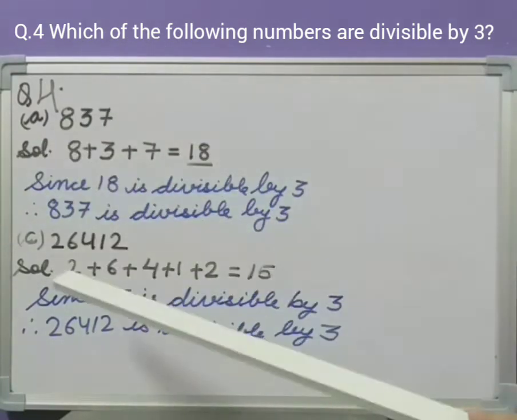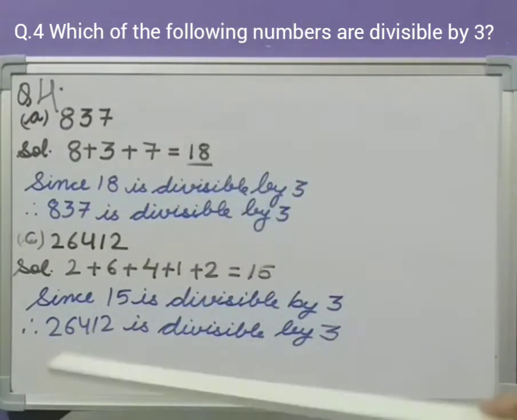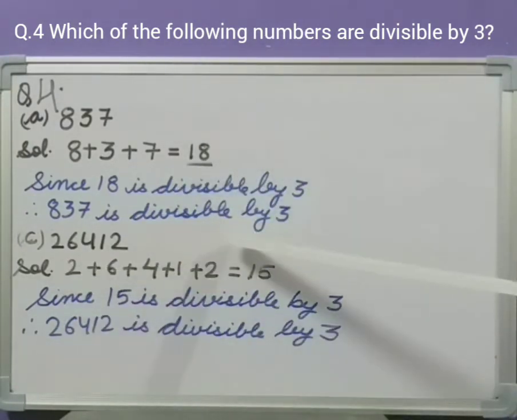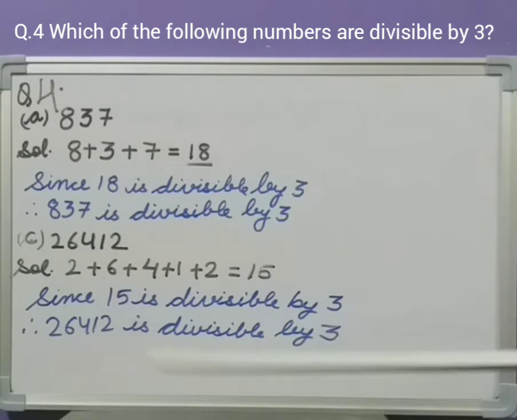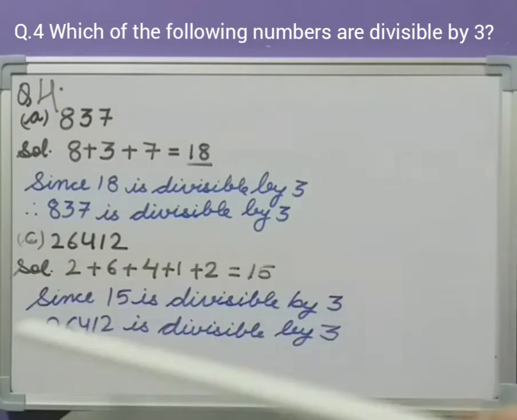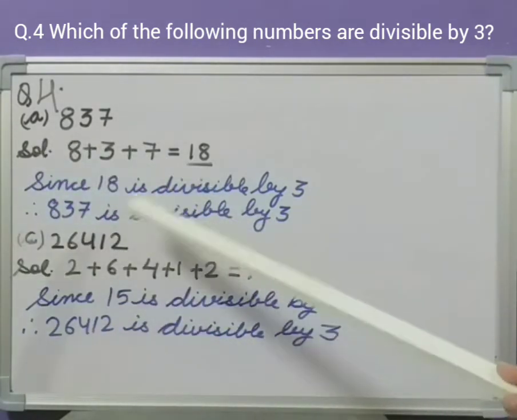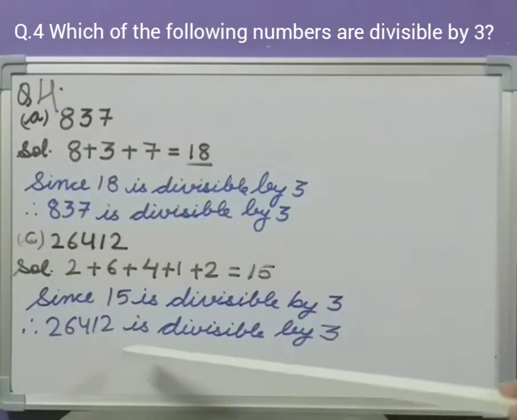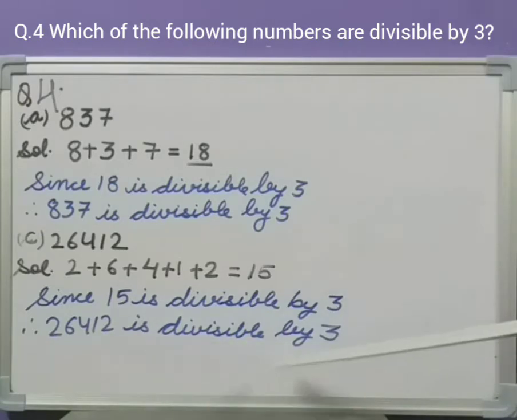C, 26,412. Now, there are 5 digits. We need to add all the 5 digits. 2 plus 6 plus 4 plus 1 plus 2, that gives us 15. And as we know, 15 is divisible by 3. 3 5s are 15. It is divisible by 3. So, since 15 is divisible by 3, therefore, the whole number, that is 26,412, is divisible by 3.